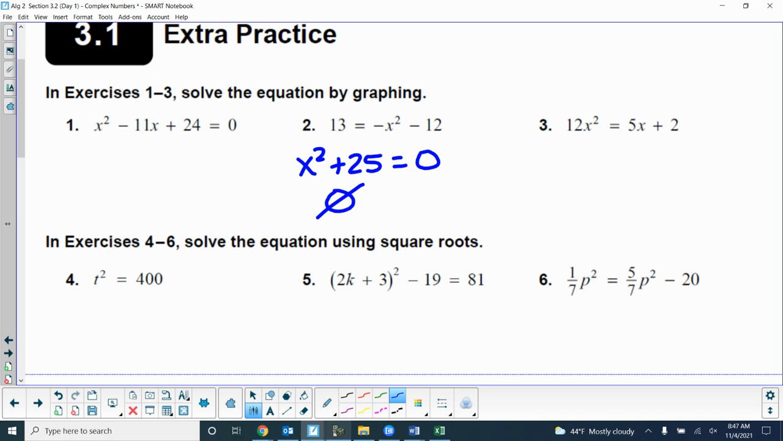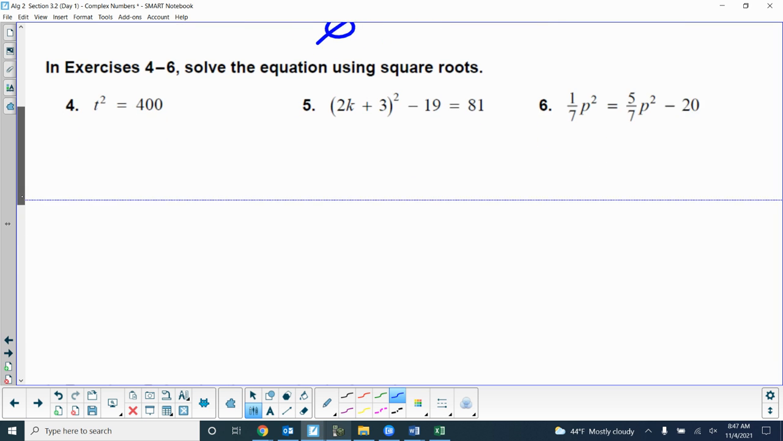Now, we're going to talk about how we can get that solution another way today, because graphically, we can't get it. So, we good for the first three? Again, now's the time to ask questions if you're not sure about something.